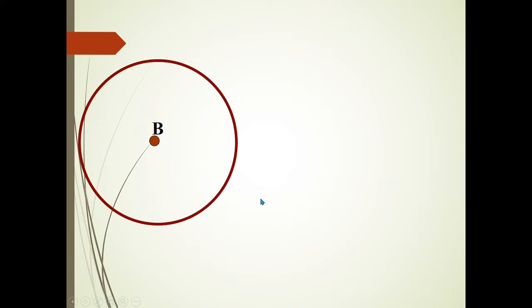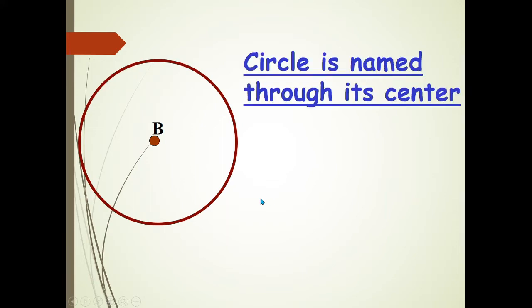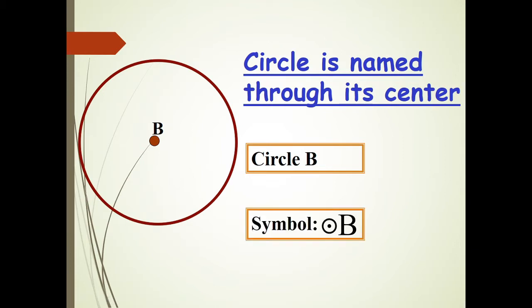Now, how do we name a circle? So, a circle is named through its center. So, in the figure, the center is point B. In short, we call this circle B. Or in symbol, yan ang symbol ng circle B.